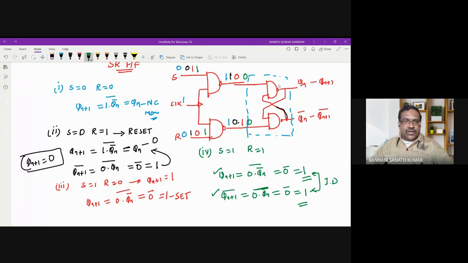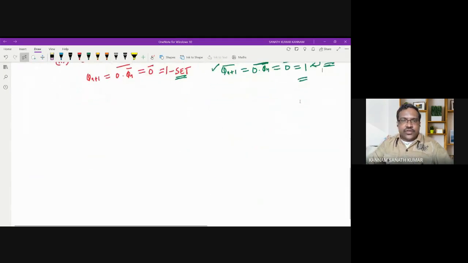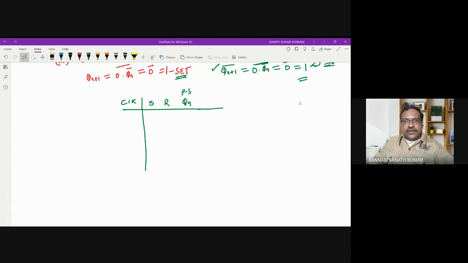So we got all the states. This is nothing but memory, this state is reset state, this state is set state, and this state is indeterminate state. Okay, so now you can draw the truth table. You have the clock, S, R, and Qn. This is the present state, and Qn plus 1 is the next state.